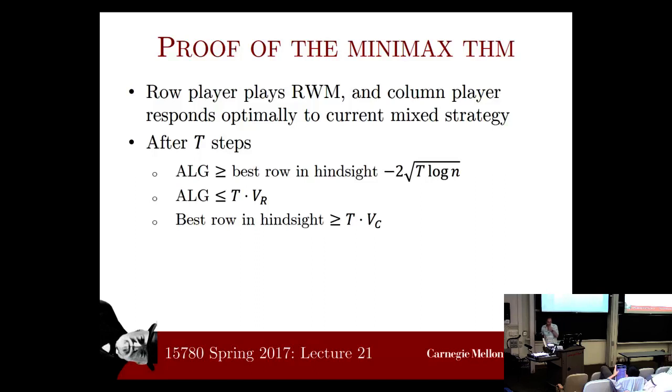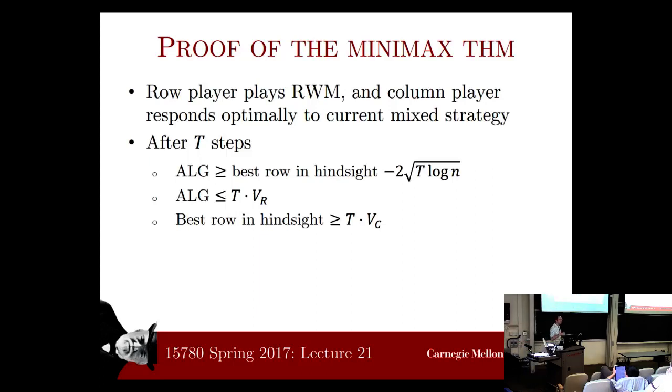Let's think about it this way. Let's say that in round T, the adversary plays some strategy. Let's call it S_T. We're looking in hindsight, so we know exactly what the adversary played in every round. And now we're going to define a mixed strategy for player 1, the row player. Let's define the strategy X that plays each S_T with probability 1 over T.